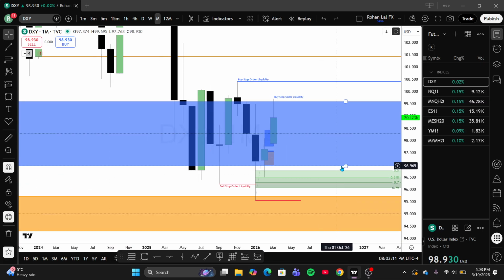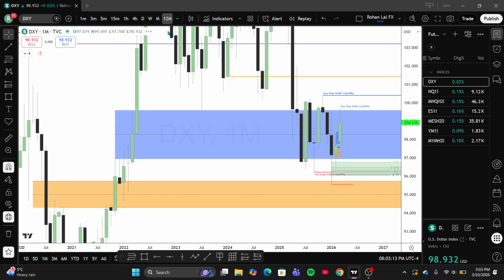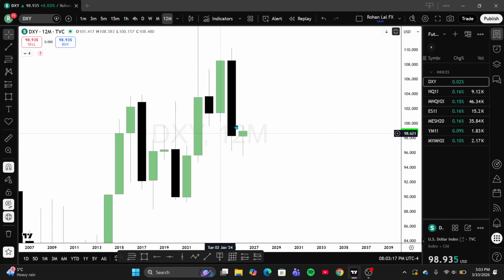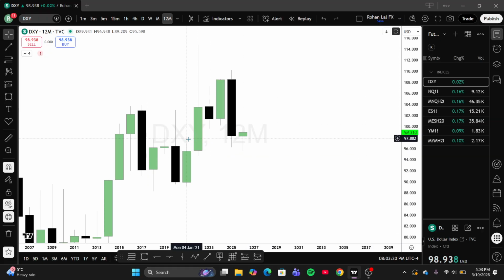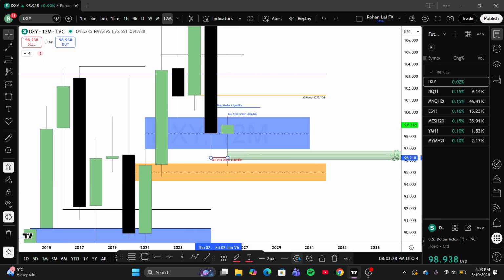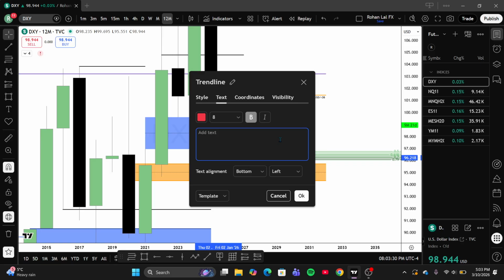So if we add our PDA arrays again, if we look at the yearly time frame, right, price is still inside of that weekly buy side imbalance, sell side inefficiency. We've also raided the previous yearly low. So we've had two major confluences of a sell side liquidity raid and a rebalance.